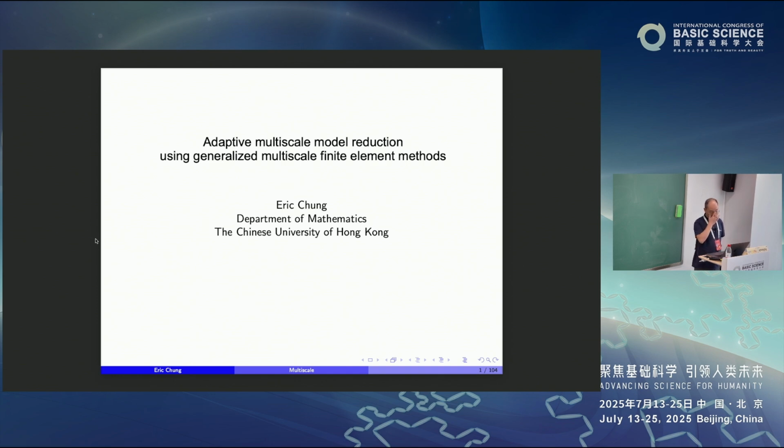Eric Chung is a professor in the Department of Mathematics at the Chinese University of Hong Kong. He obtained his PhD degree from the University of California at Los Angeles. His research interests are discontinuous Galerkin methods, computational wave propagation, fluid flow in heterogeneous medium, multiscale model reduction techniques, adaptivity for multiscale problems, domain decomposition methods, and so on. He was elected as a SIAM Fellow in 2025. Today he will talk about adaptive multiscale model reduction using generalized multiscale finite element methods.